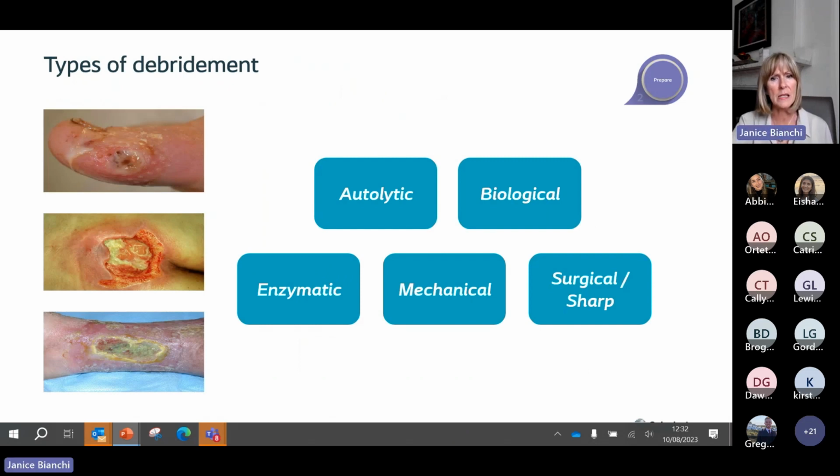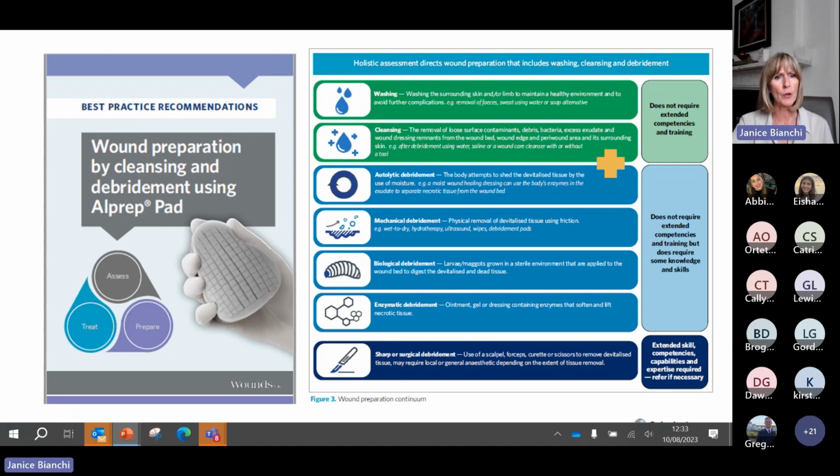And there are lots of different debridement tools available. Surgical and sharp debridement are usually done by a tissue viability nurse or a medic or a podiatrist. But all of the other forms of debridement we can use and would use regularly. I'm going to talk about really the one that we're focusing on here, which is mechanical debridement. It's gaining popularity, and we don't need specific training or knowledge or skills to carry out mechanical debridement. And this is just one example of it.